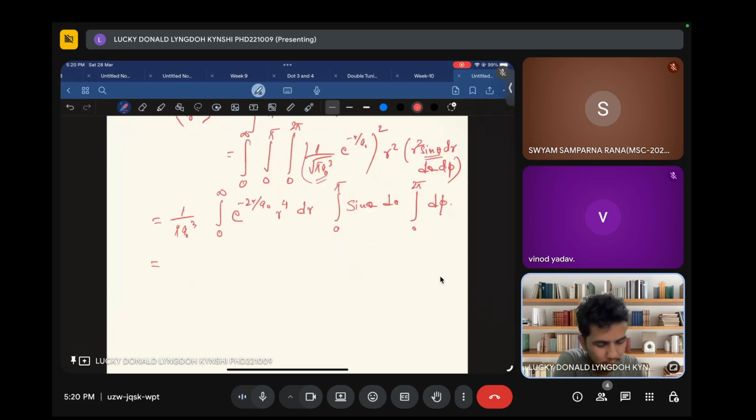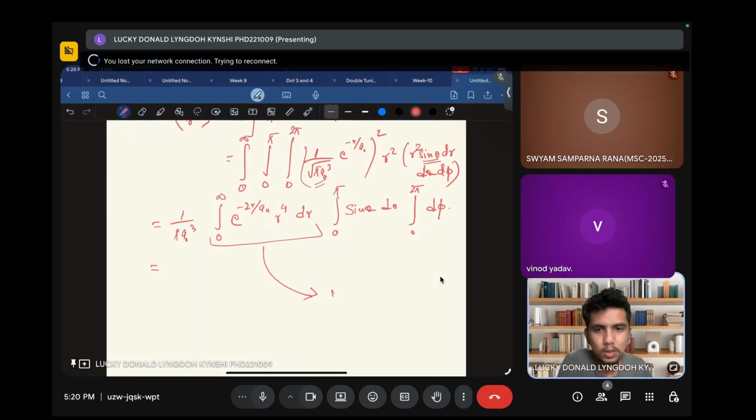This integration is a standard integration. I can write it using the formula: 0 to infinity of x to the power n, e to the power minus a x, d x.